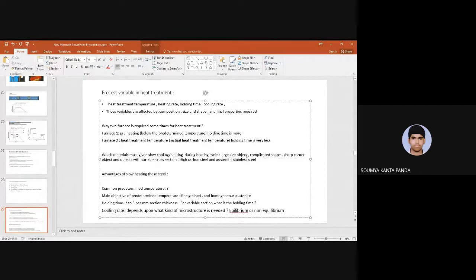Obviously, if the size of the object is very large, the cross-sectional area is very big. So what will happen? A thermal gradient will generate. That means the surface will easily reach the austenitizing temperature, but the core cannot reach the austenitizing temperature at a fast rate. So a thermal gradient will generate from the surface to the center, and it will lead to the generation of stresses in the material. That is one of the reasons.